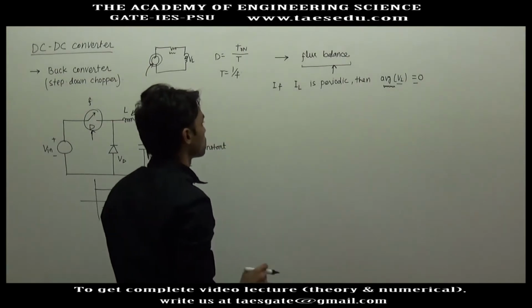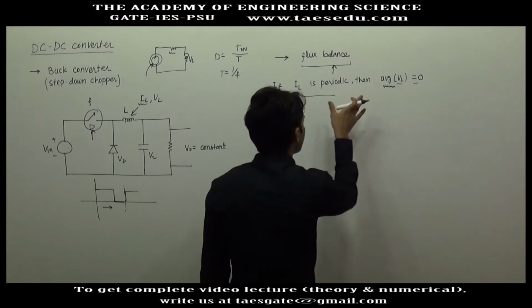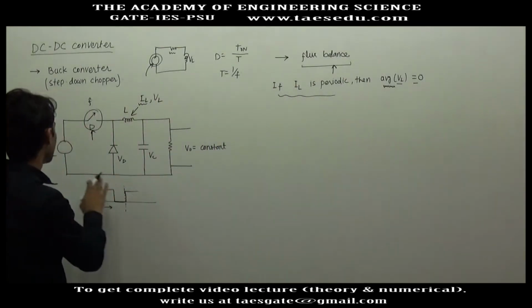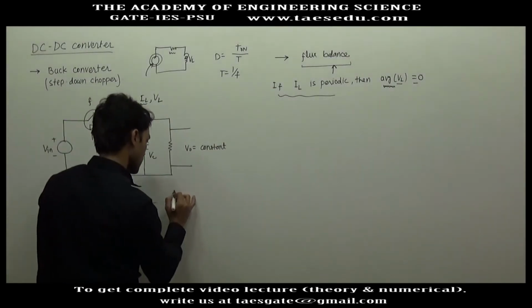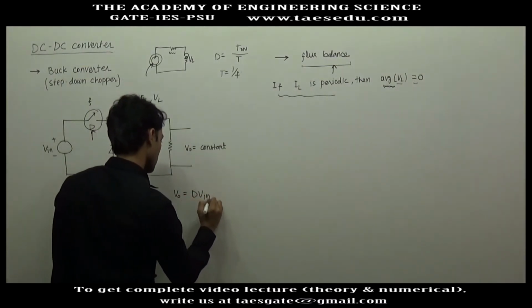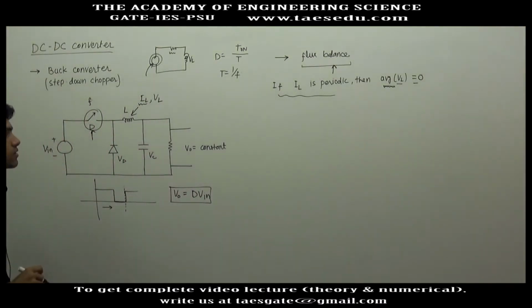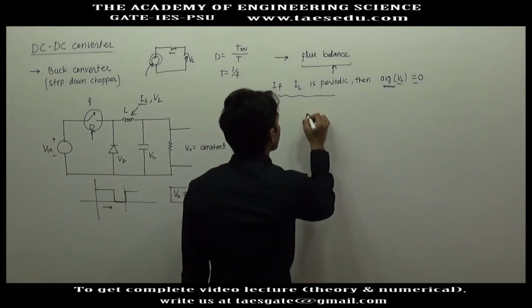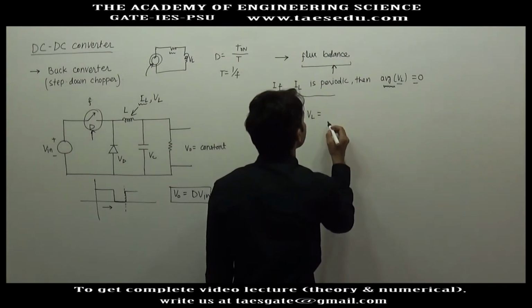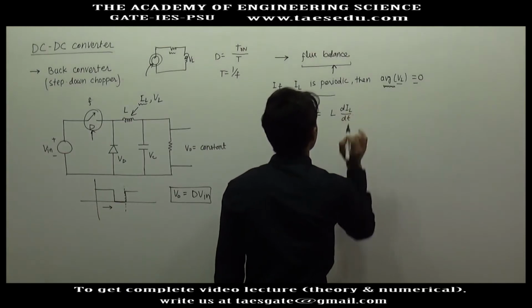Okay, so now first I will prove it, and by using this concept we will derive the expression for output voltage in case of buck converter. You would have already known that V naught will be the duty cycle times V input, so we will derive this relation. What is the formula for inductor voltage? Inductor voltage is L into dIL by dt.